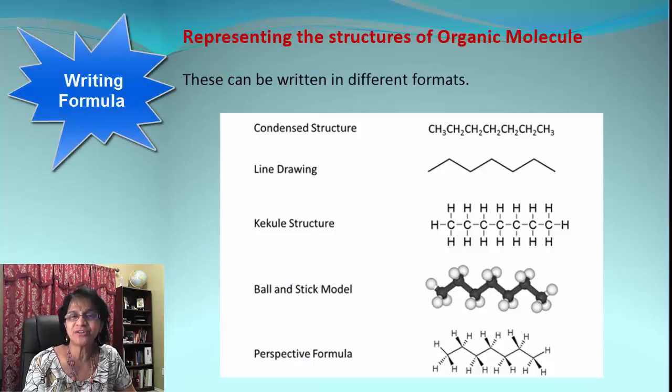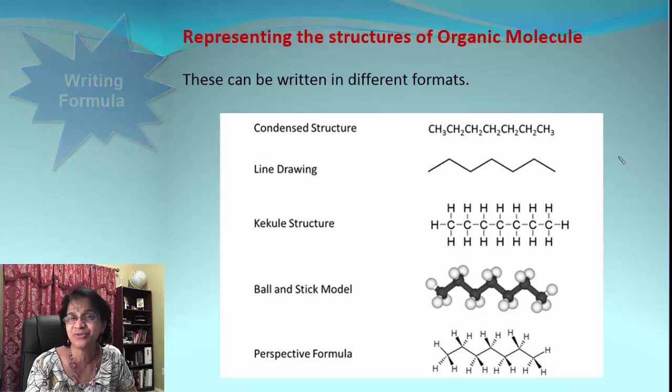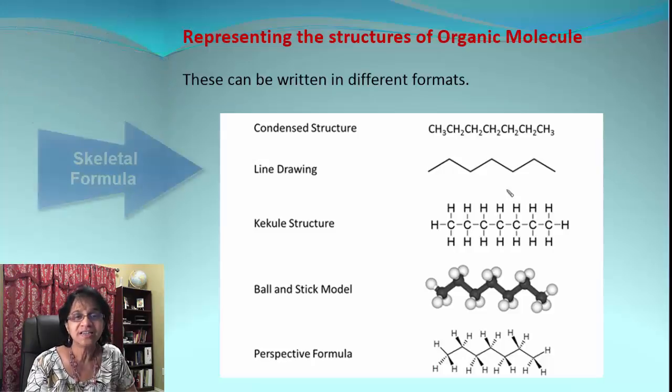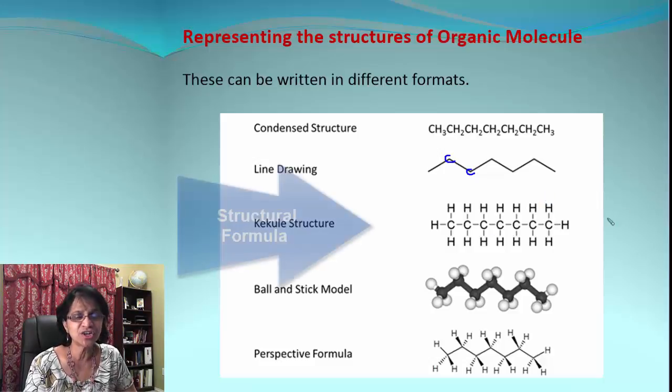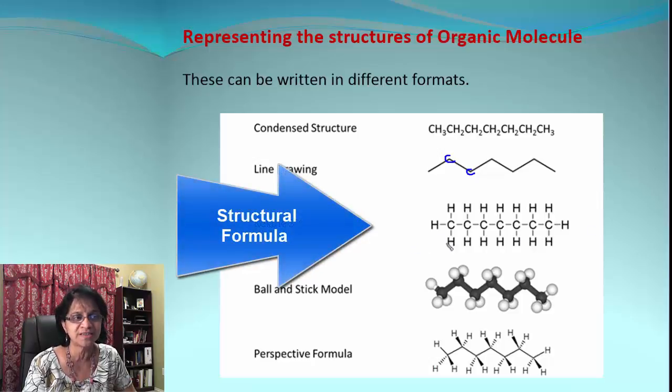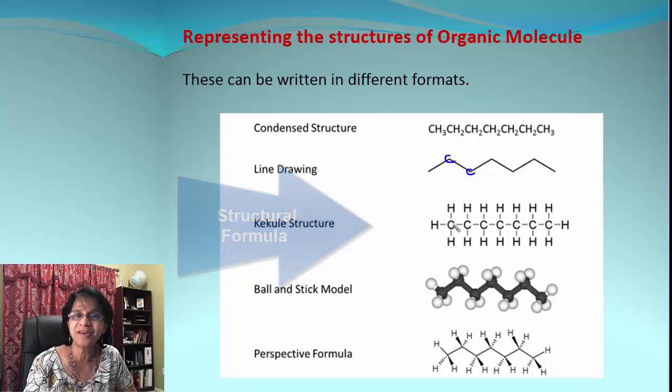One of the simplest ways to write a condensed formula, when there are no bonds shown, is to just put CH3, CH2, CH2 and so on. The next one is a line drawing. We simply draw the lines and we of course have to imagine there is carbon at every junction and the required number of hydrogen. Then there is the structure where we show all the bonds. That's called Kekule structure, where each carbon will have 4 bonds.